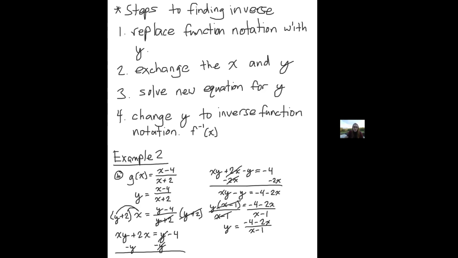So we've got y by itself. Now we're to our last step, which is to change back to function notation. Since this is the inverse of g of x, this would be g inverse of x equals negative 4 minus 2x over x minus 1. That's our answer.